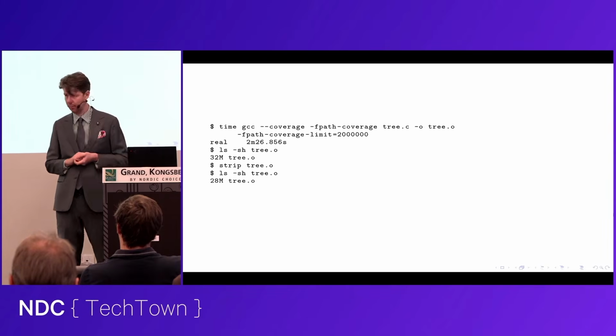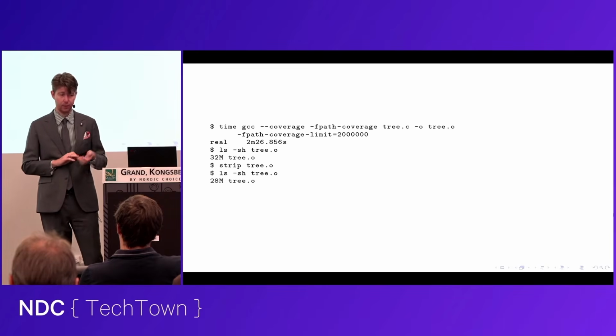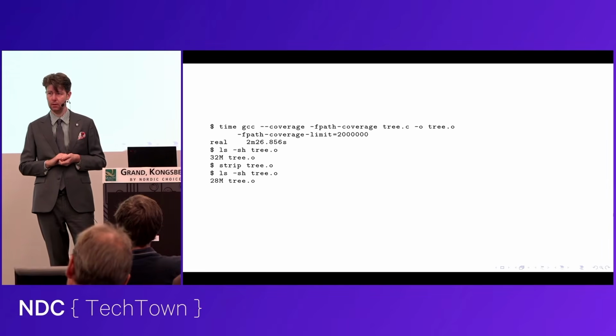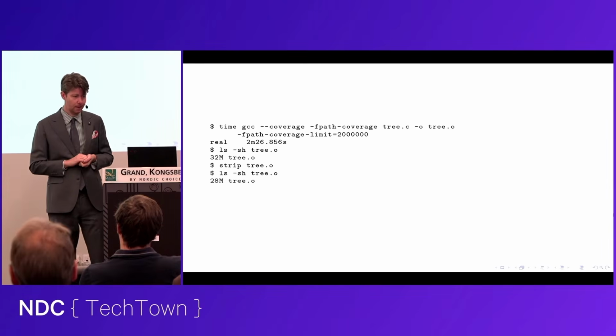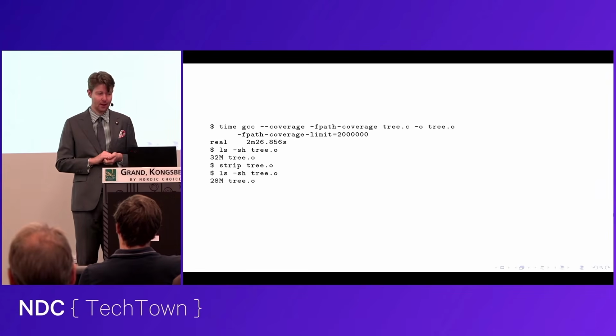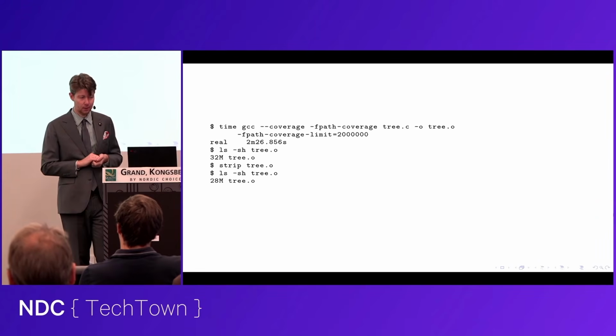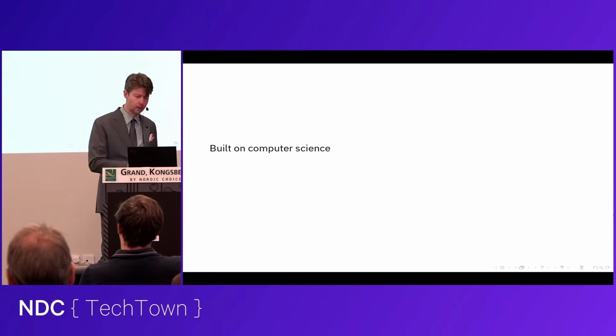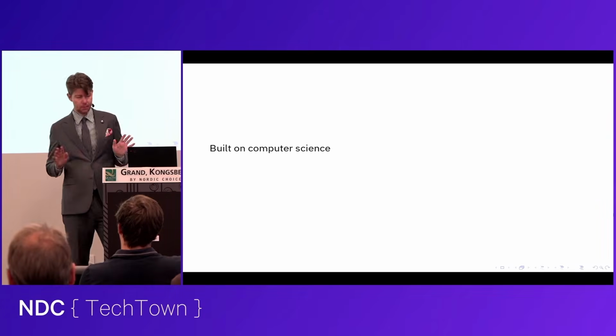That's when I was giving up on one or two of the functions. So if I increased the limit of how many paths that I wanted to instrument and measure, I ended up with a 32 megabyte binary. And when you stripped out the symbols from that, you ended up at 28 for the same file. That's 1,400 lines of C. That gives you a 32 megabyte object file. Not great. So all of this is built on computer science.